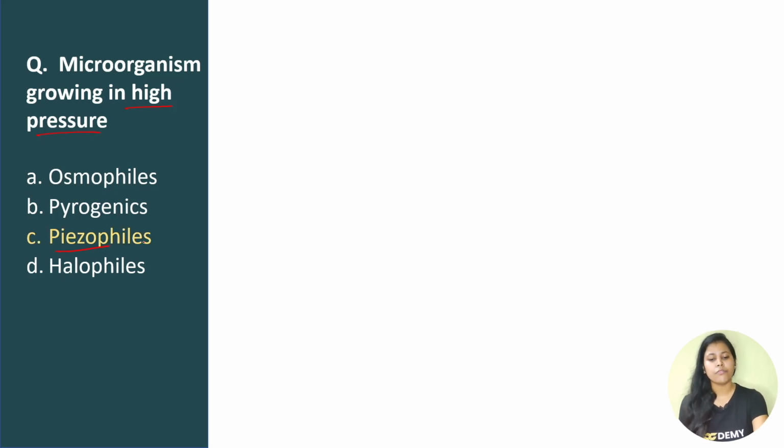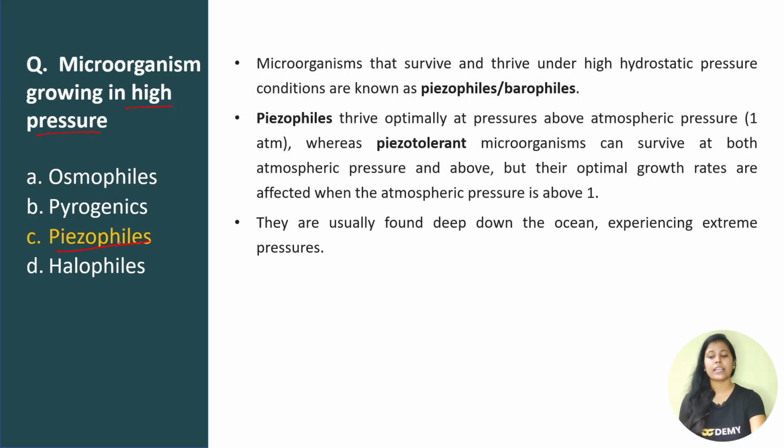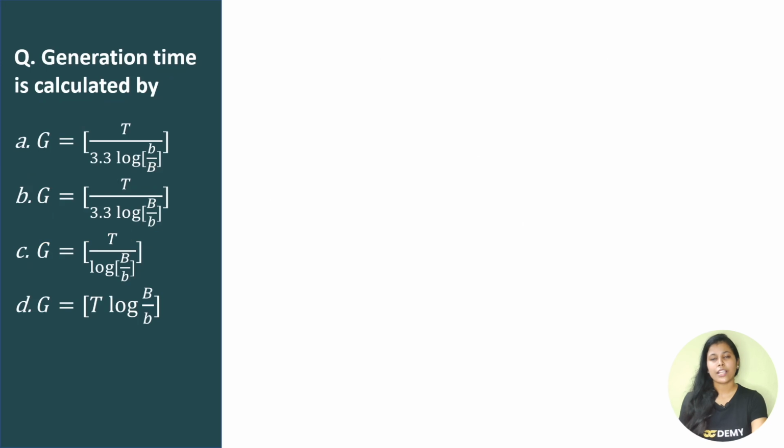They are called piezophiles. Let us talk a little about piezophiles, that they can sustain high hydrostatic pressure and they are very commonly found in the deep down oceans because the pressure in oceans is very, very high. Hydrostatic pressure is there. And piezophiles, of course, as we discussed, can sustain high pressures above atmospheric pressures. There are some microorganisms which can grow at both normal temperature, normal pressure conditions as well as high pressure conditions. So those will be called piezotolerant microorganisms.